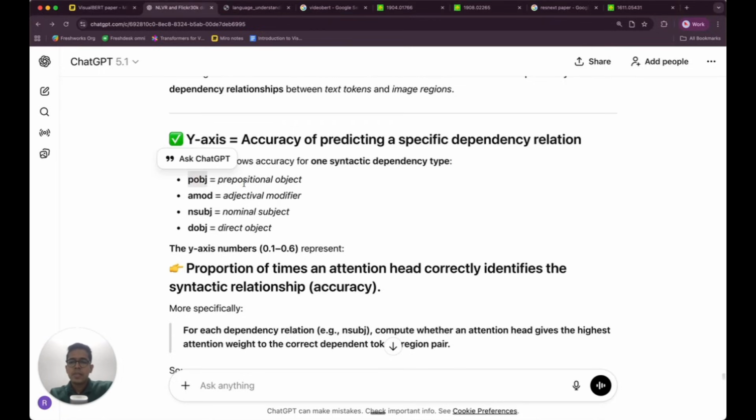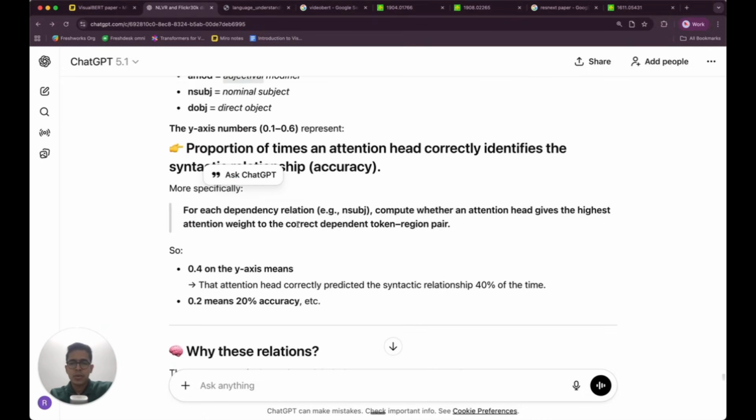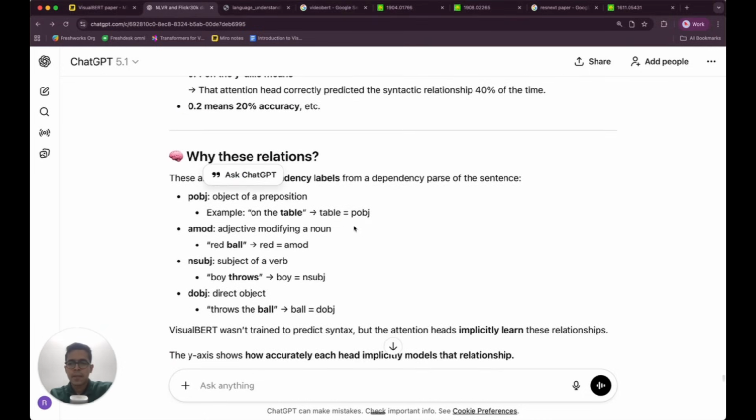Pobj means prepositional object. Amod means adjectival modifier. I just want to see examples. I don't want to hear definitions. Okay, pobj means, for example, on the table. Table equals pobj. Then adjective modifying a noun: red ball. So red is the adjective. Nsubj: boy throws. Boy is the noun subject. Dobj means direct object: throws the ball. The ball is the object that is being thrown. Okay, I see. All right.